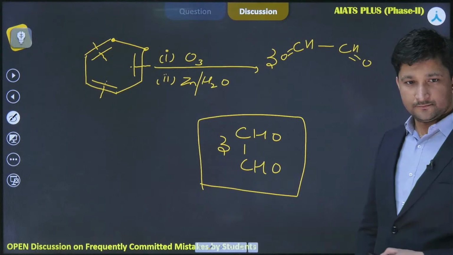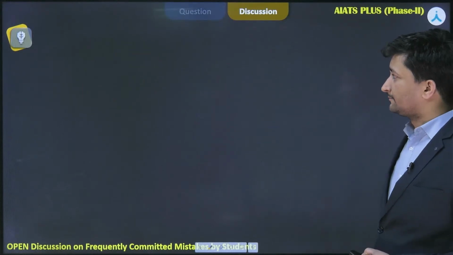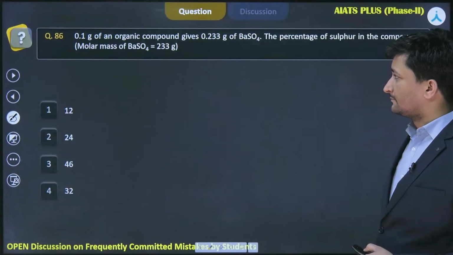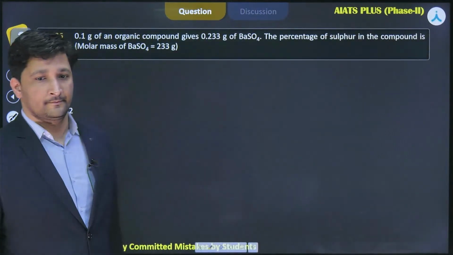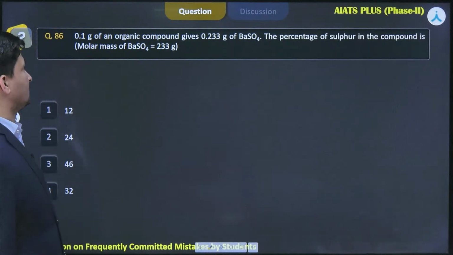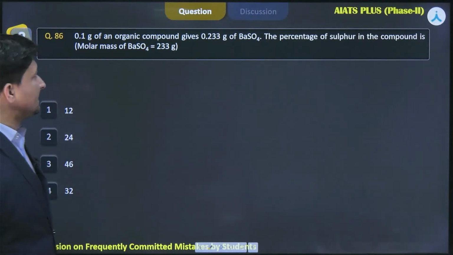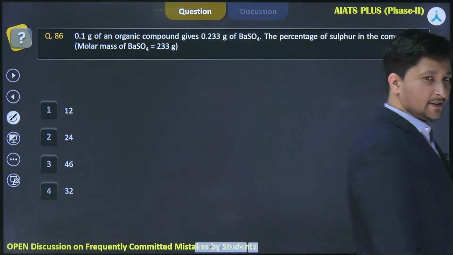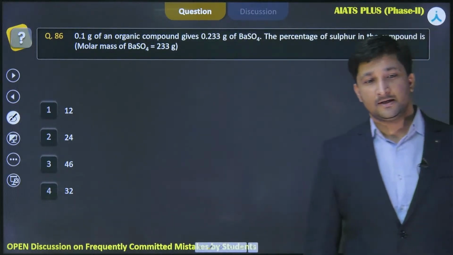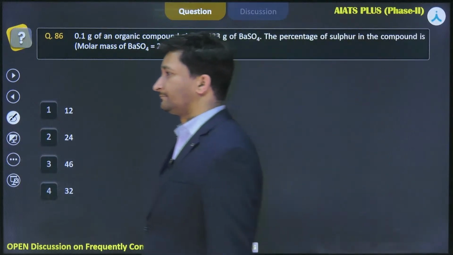Now let's move on to the next question. Yes Rahul, KMnO4 is the correct answer. The next question is: 0.1 gram of an organic compound gives 0.233 gram of barium sulfate. What is the percentage of sulfur in the compound?